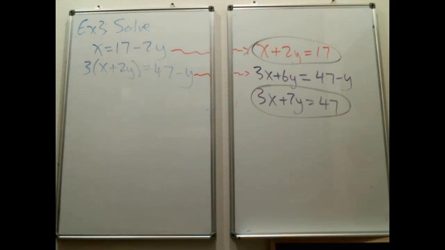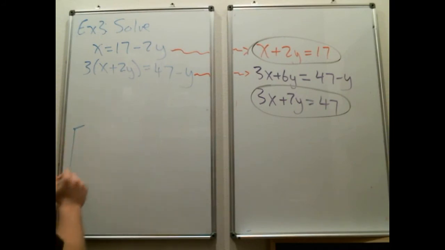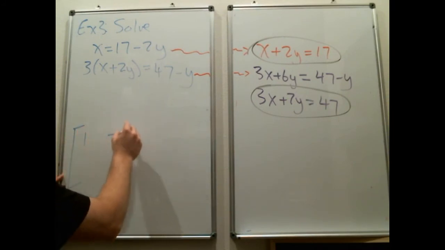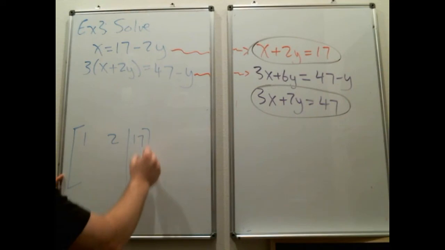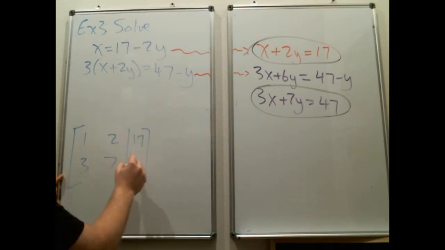So now we can put these in matrix form. And go ahead and pause the video, and I'd like you to try this yourself. Alright, so we have a 2 by 2: 1, 2, 17, 3, 7, 47.